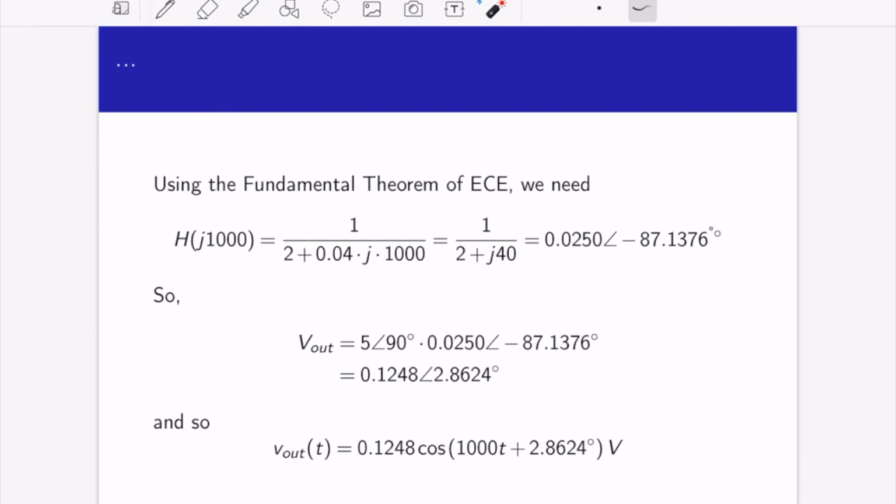You're not finished until you take your phasor representation and write it as a time domain signal. So we know that V out of t is going to be the amplitude 0.1248 cosine omega t plus the angle 2.8624 degrees, and the unit is volts.